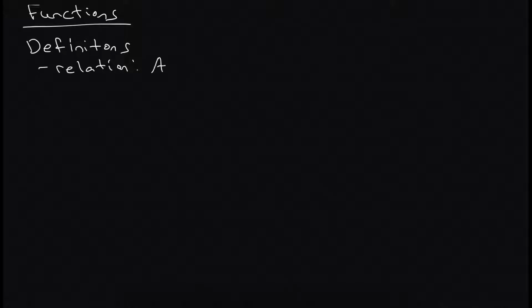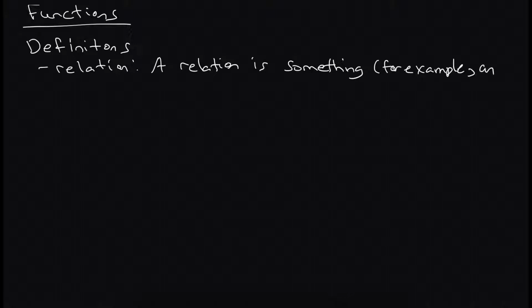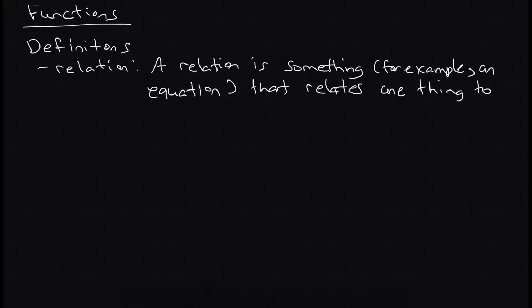And the definition of a relation, so a relation is something, and for example, an equation, since we're in a math class, let's kind of relate things to math type things. So a relation is something, maybe an equation, that relates one thing to another. For example, variables.